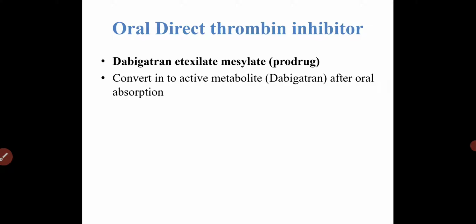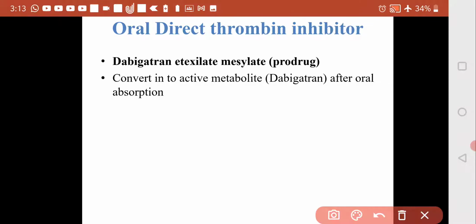Then we see the oral direct thrombin inhibitor, the newer drug. Previously we learned about indirect thrombin inhibitor drugs and direct thrombin inhibitor drugs. Today we discuss the oral direct thrombin inhibitor, which is dabigatran. Try to remember this word. There are two newer drugs in oral anticoagulants: one is dabigatran and another is rivaroxaban.